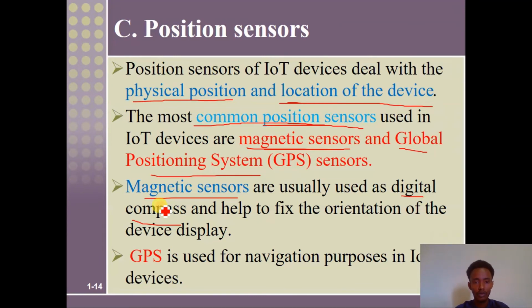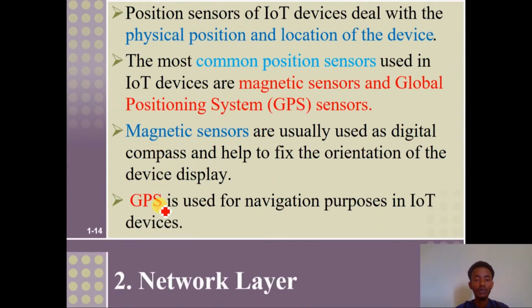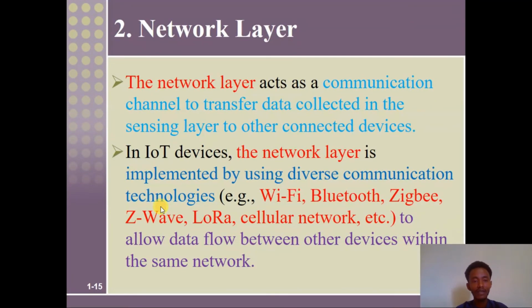So these position sensors are used to detect or sense the physical position as well as the location of objects. Another one is the network layer. As we have discussed before in the first part of chapter 4, this network layer acts as a communication channel.